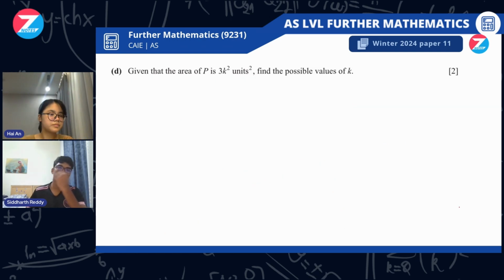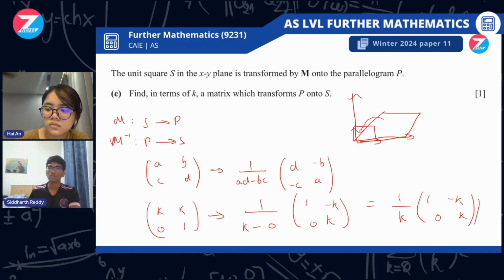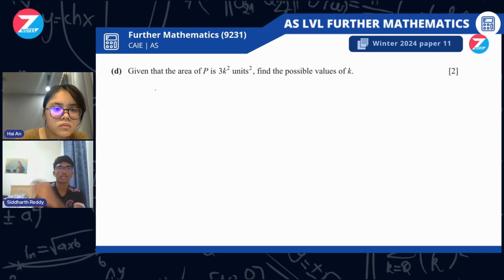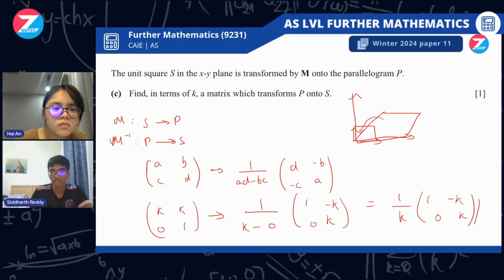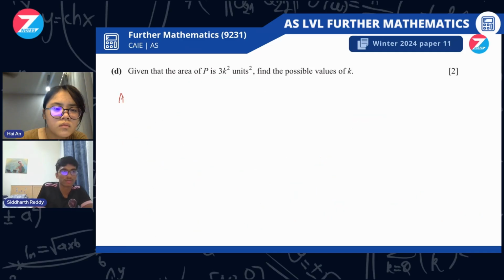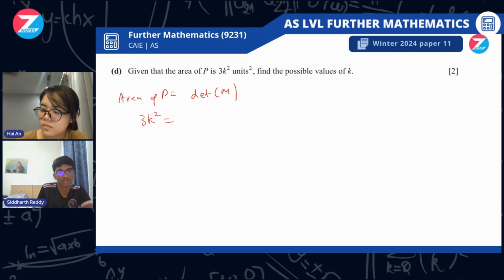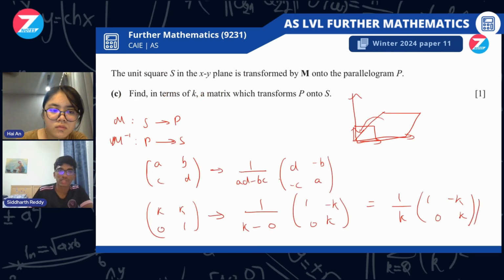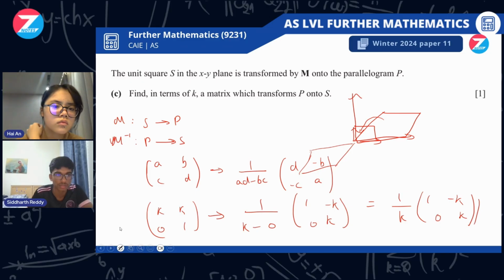Given that the area of P is 3k squared units, find the possible values of k. When the transformation happens onto the unit square, the area of the resulting shape will just be the determinant. So area of P is equal to the determinant of M, which is 3k squared. Because k can be both positive and negative, in some scenarios the shape might be flipped, in which case the determinant would be negative. We take the absolute value.